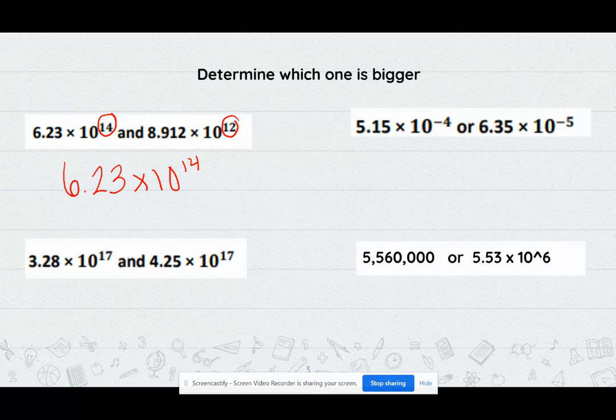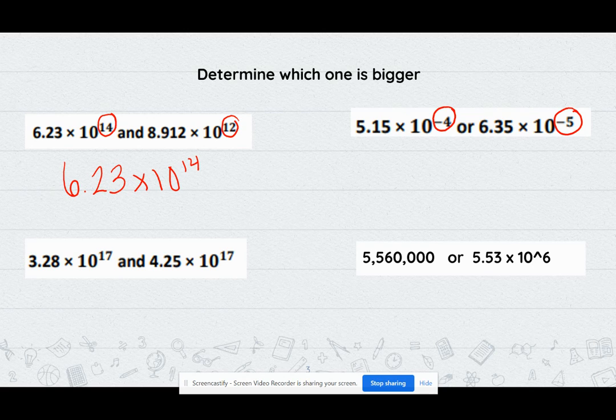Looking next, we have 5.15 times 10 to the negative 4th, or 6.35 times 10 to the negative 5th. They are both in scientific notation, so I'm just going to look at their exponents of negative 4 and negative 5. So exponents are a little tricky because they have negatives. You want the bigger one. So remember, the bigger number for negatives is the one closer to 0. Or you can think about owing money. So if you owe someone $4 versus owing someone $5, you obviously want to owe someone $4 because that's less money that you owe them.